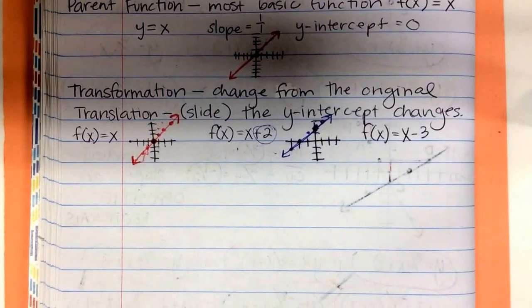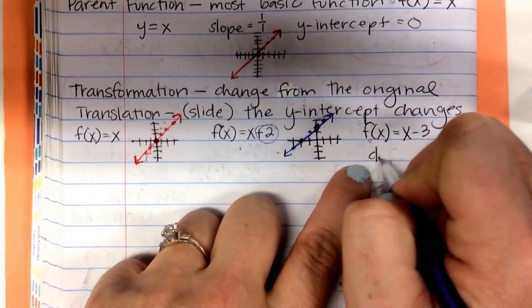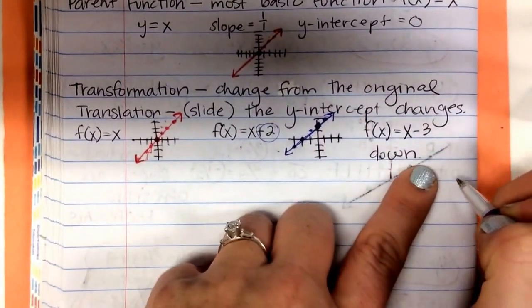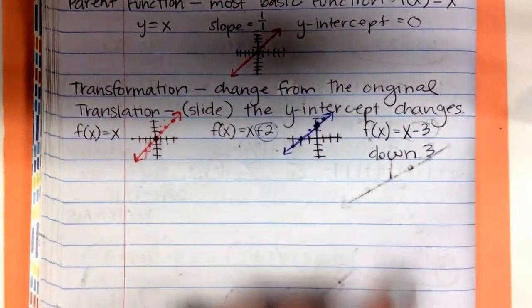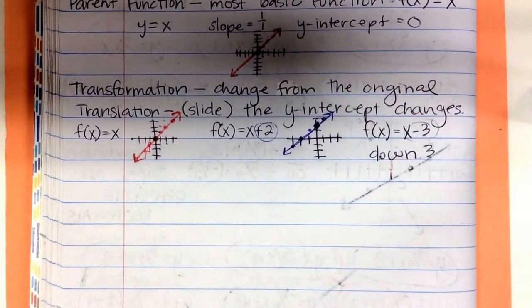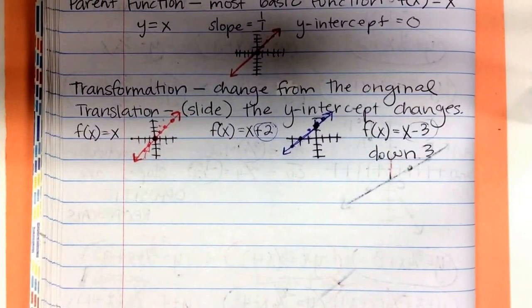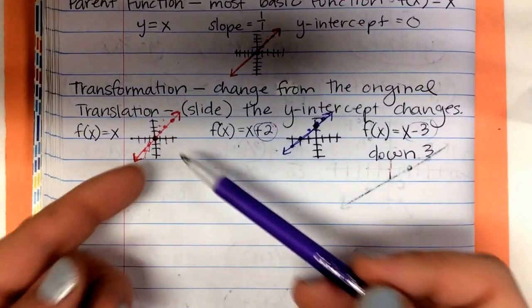Where's this graph going to start? F of x equals x minus 3. What's going to happen to it? It's going to slide down how much? 3, because it's negative 3. Does that make sense about the translation? You're looking at it to see what happens. See how it's a visual thing?